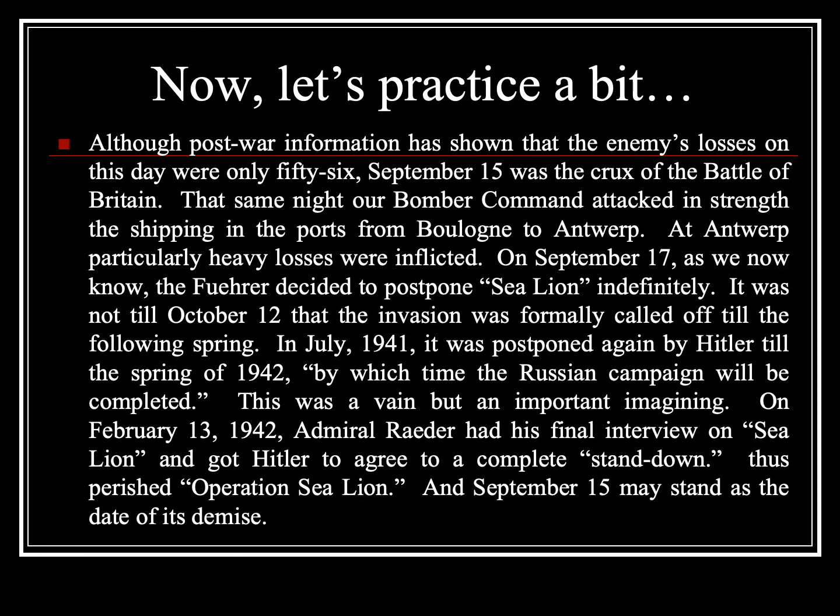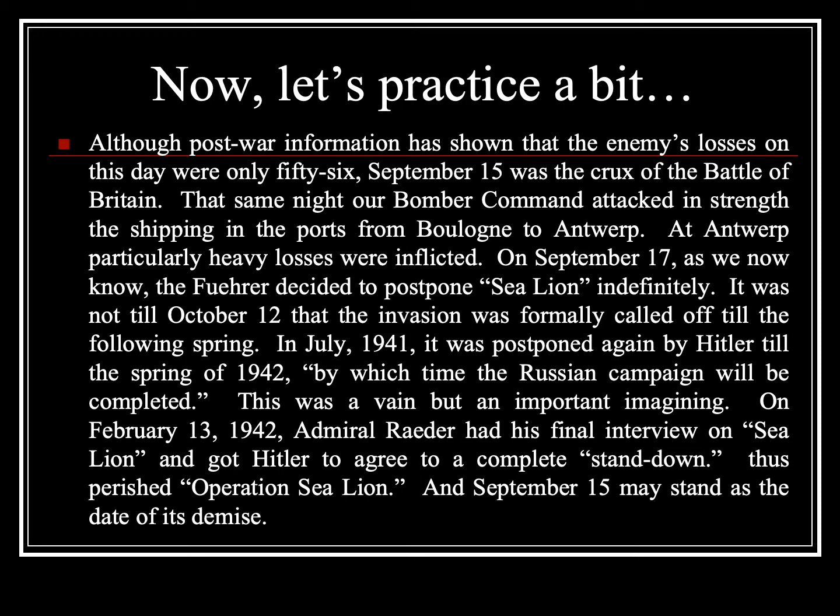Okay, so we're just reading this document. Although post-war information has shown that the enemy's losses on this day were only 56, September 15th was the crux of the Battle of Britain. That same night, our bomber command attacked in strength the shipping in the ports from Boulogne to Antwerp. At Antwerp, particularly heavy losses were inflicted. On September 17th, as we now know, the Fuhrer decided to postpone Sea Lion indefinitely. It was not till October 12th that the invasion was formally called off till the following spring.